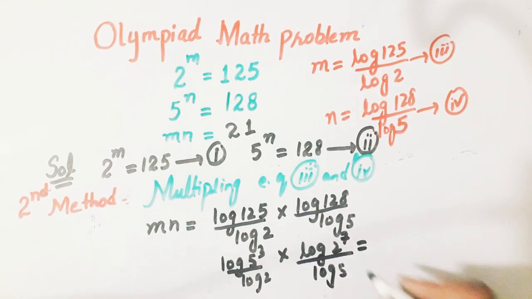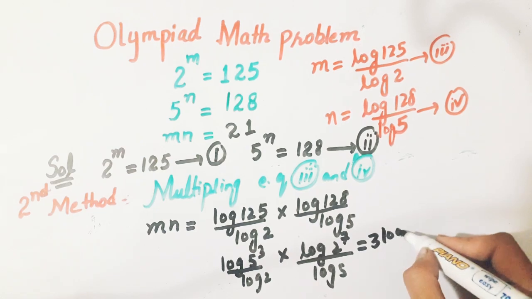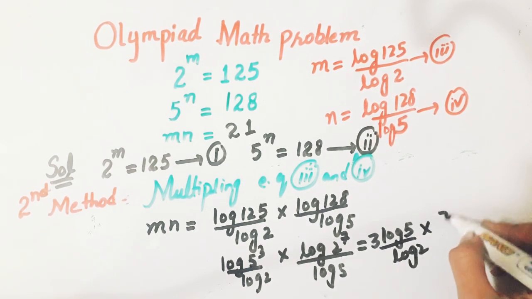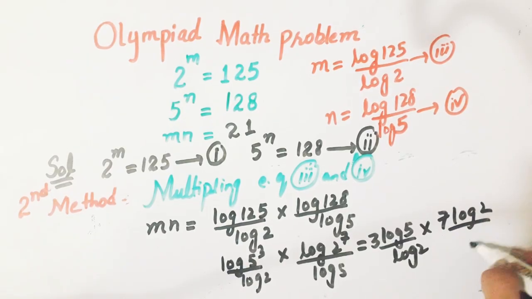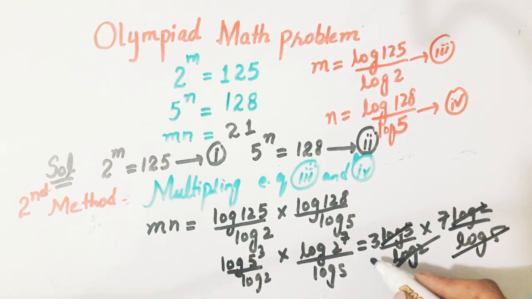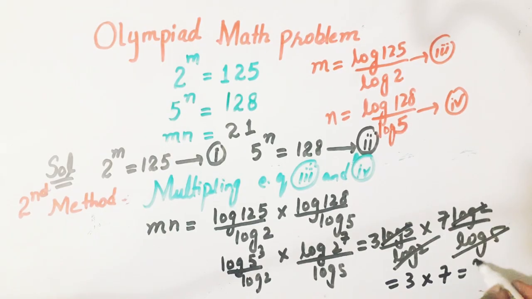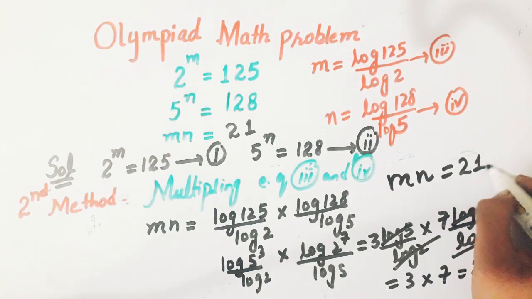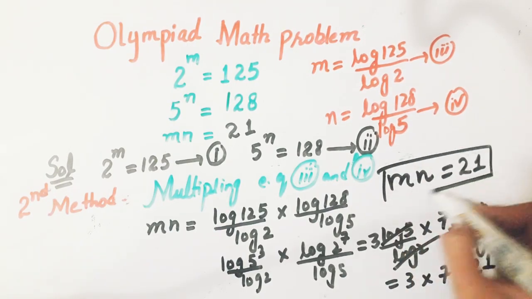Then we will apply the log rule. According to that, power is in the start. So 3 log 5 divided by log of 2 multiply 7 log of 2 divided by log of 5. So log 2 and log 2 cancel out, and log 5 and log 5 cancel out. We have 3 multiply 7, that equals 21. So we get the value of mn equals 21 also by the second method.